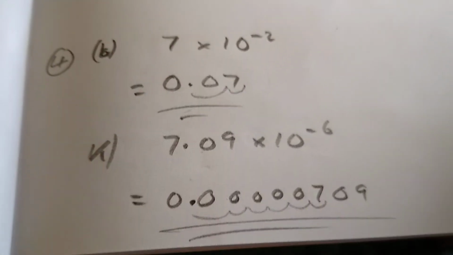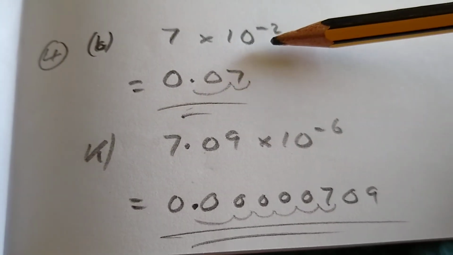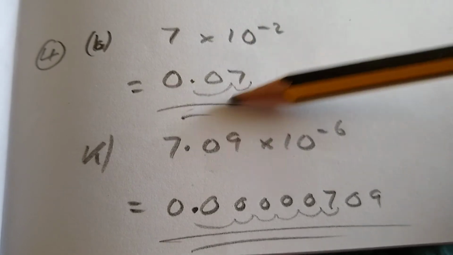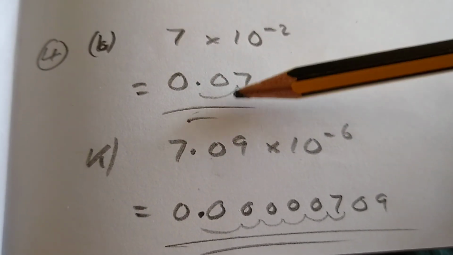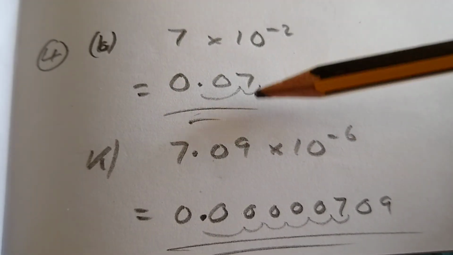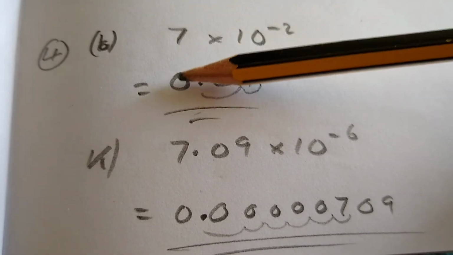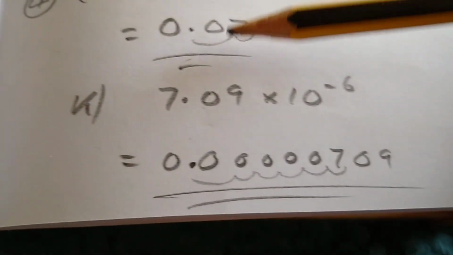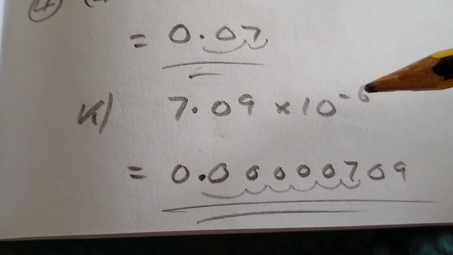And let's have a look at number 4, which just goes the other way. So 7 times 10 to the power negative 2. So that negative 2 tells me to move the decimal point 2 places to the left to make it a small number, a number smaller than 1. So 1, 2. So I'll put my loops on first, then put my decimal point at the end here, and then add in any zeros that you need. So 0.07. And last one, 7.09 multiplied by 10 to the power negative 6.